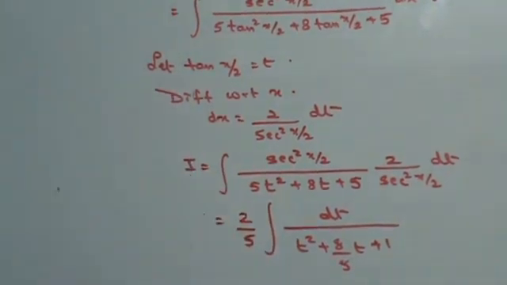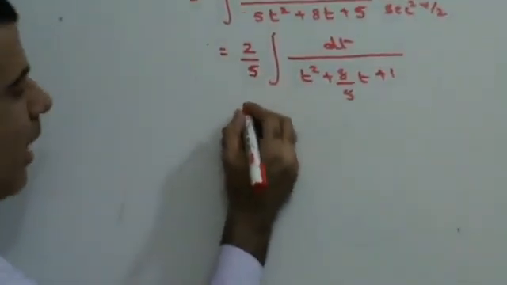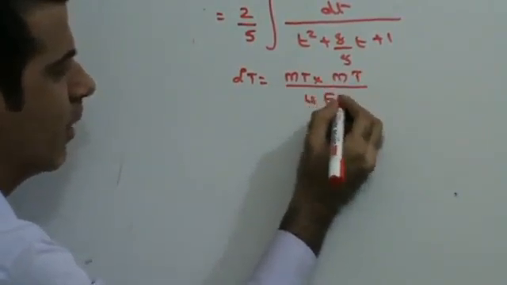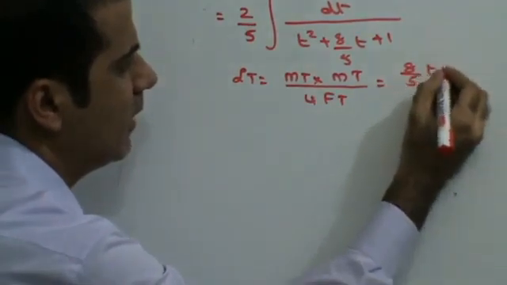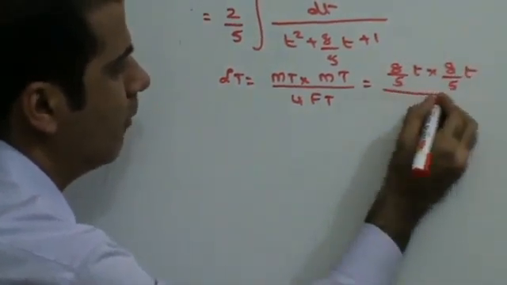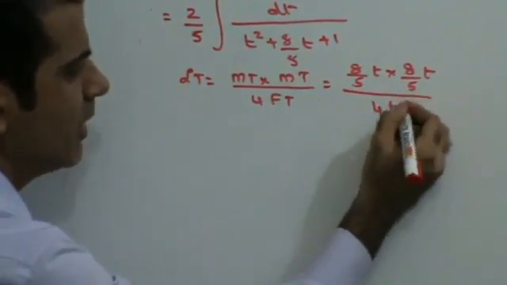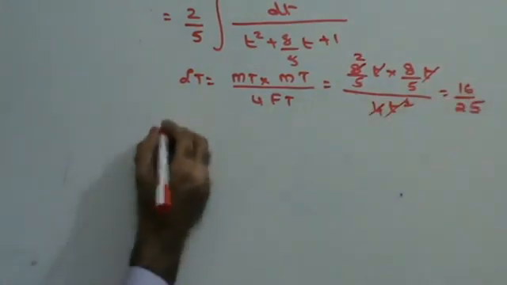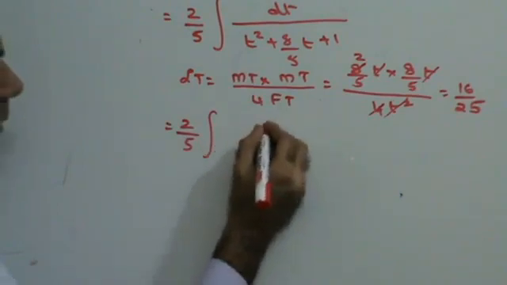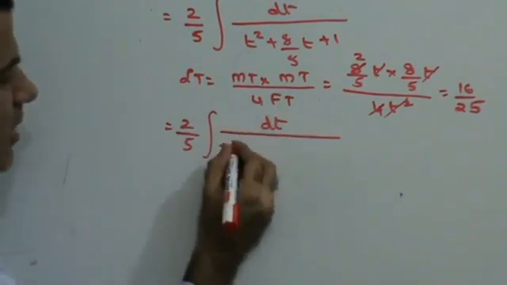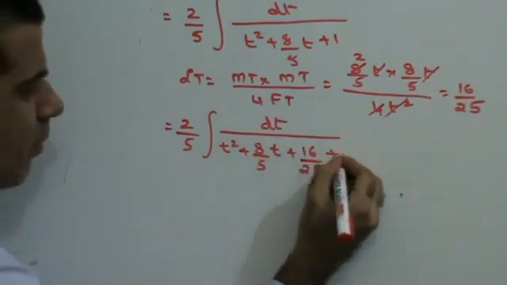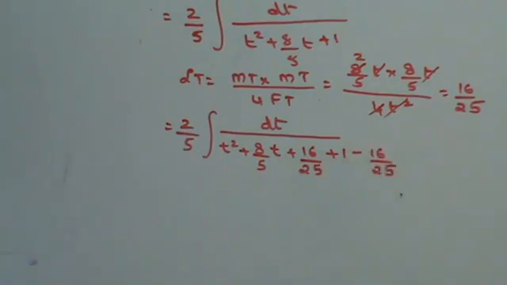Now in order to make this a perfect square, I need to find out the last term. The last term is given by the formula: middle term into middle term upon 4 times first term. So this is 8 upon 5t into 8 upon 5t upon 4 times t square. So t square is gone, and this is 16 upon 25. Add and subtract 16 upon 25. So it is 2 upon 5 dt upon t square plus 8 upon 5t plus 16 upon 25 plus 1 minus 16 upon 25. I am adding 16 upon 25, I am subtracting 16 upon 25.